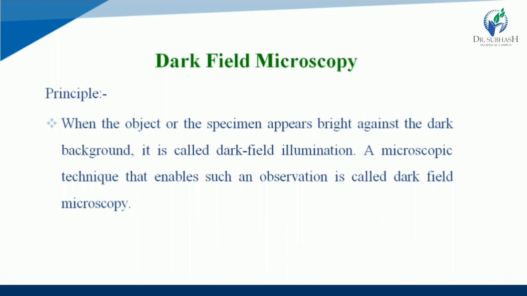When an object or specimen appears bright against a dark background, it is called dark field illumination. Illumination is also called lighting. A microscope technique that enables such dark field lighting is called dark field microscopy.